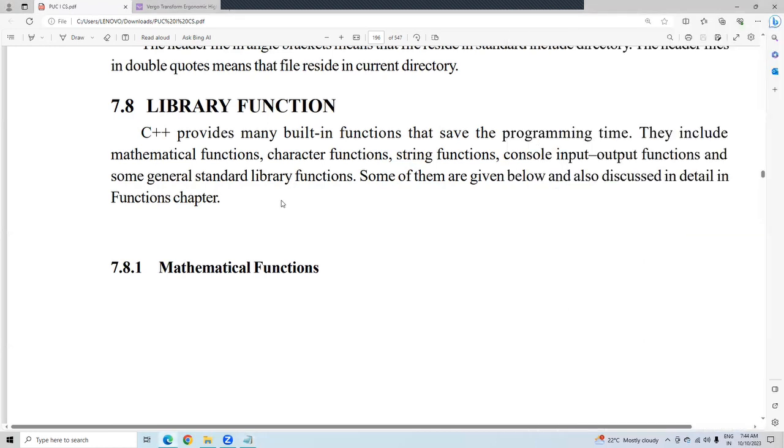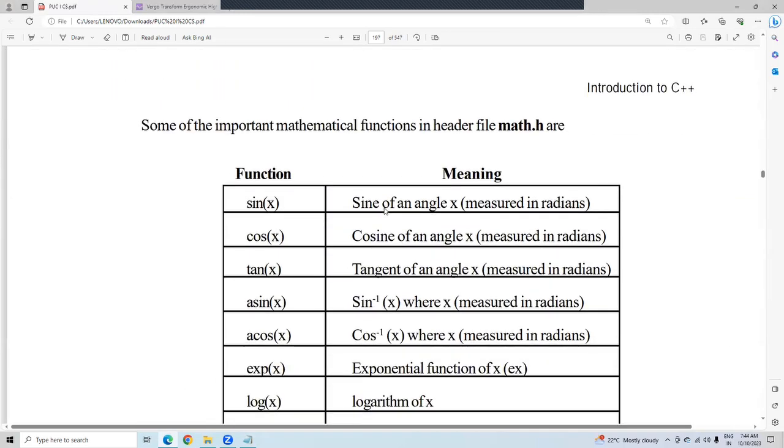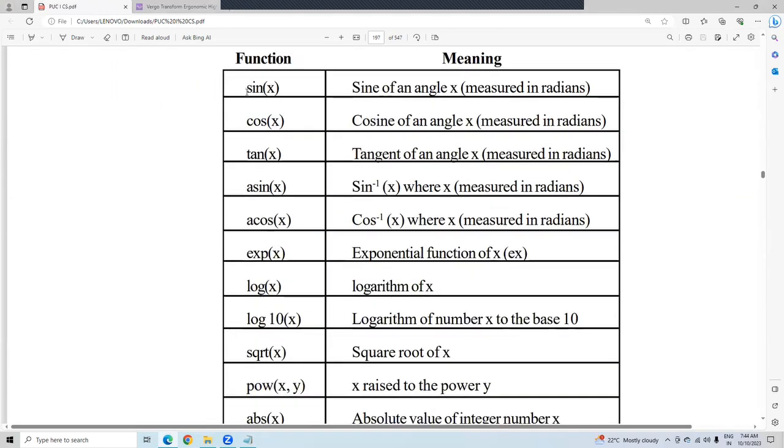So here there are some mathematical functions. You can see there is always some name, and inside the parenthesis, the round bracket, some value you have to send. So it will give you the result, like sine theta, the trigonometry you will be doing, that will be done here like this.